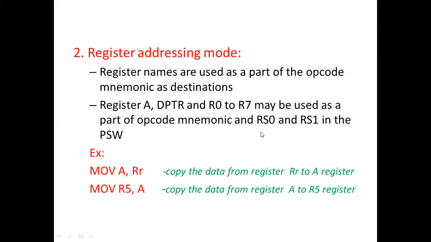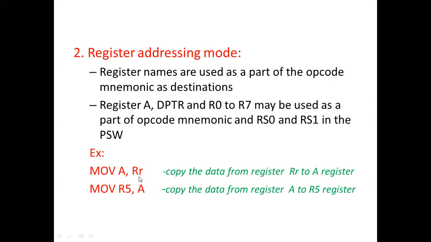And if you are taking the PSW, the third bit, which is RS0, and the fourth bit, which is RS1, can also be used for source as well as destination. For this purpose, you can use any register. This type of addressing mode we call the register addressing mode.